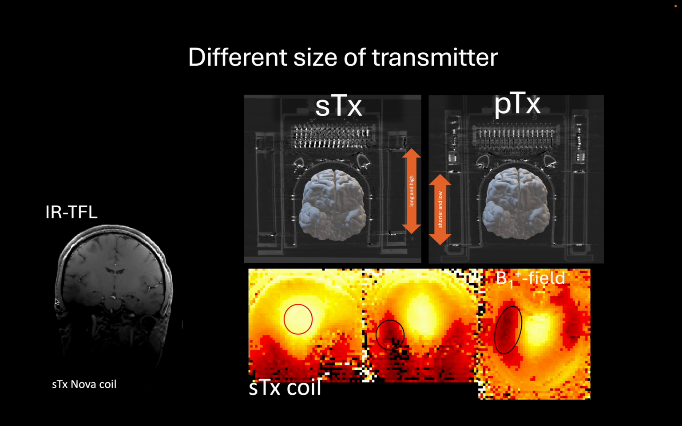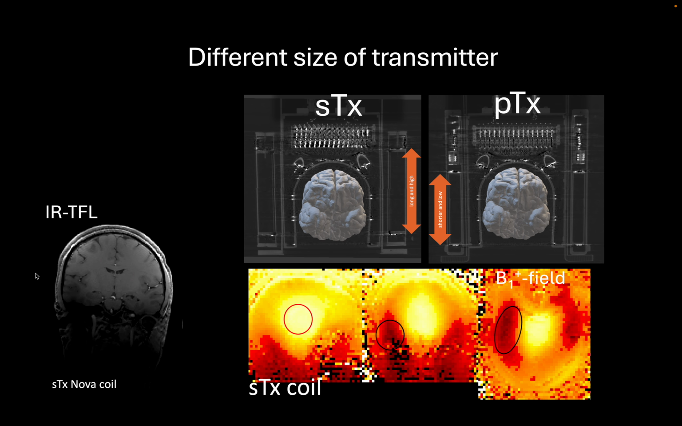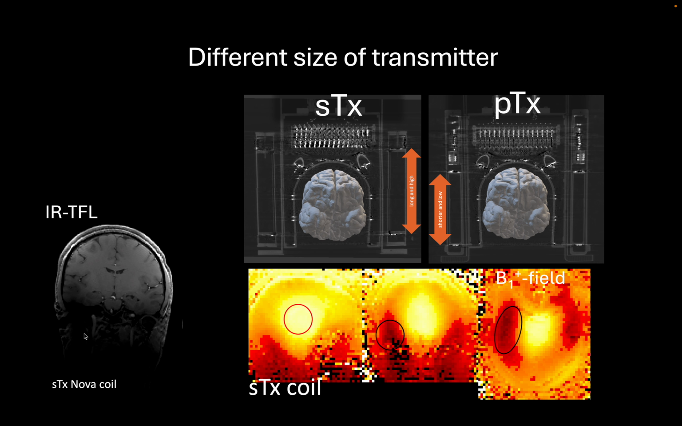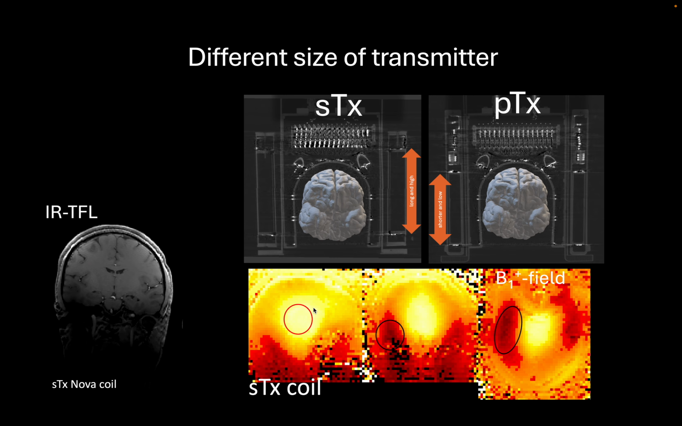So when you are interested, for example, in the bottom of the temporal lobe, just with the CP mode of the PTX coil, you can see that it gives you more performance with the PTX compared to STX. This does not mean, however, that the bottom part of the brain is always better with the PTX coil compared to the STX coil. As you see that the receive side is slightly deeper in the coil.